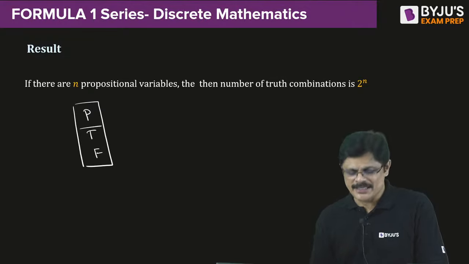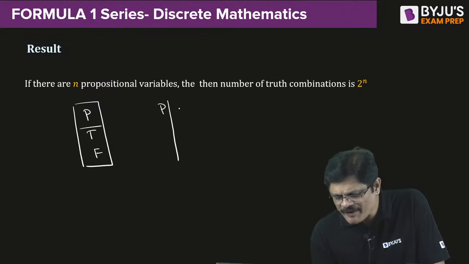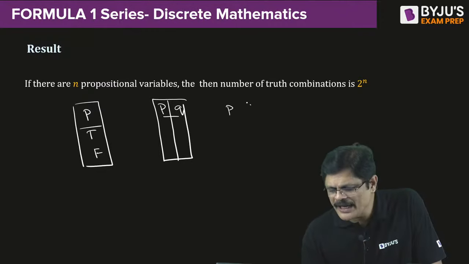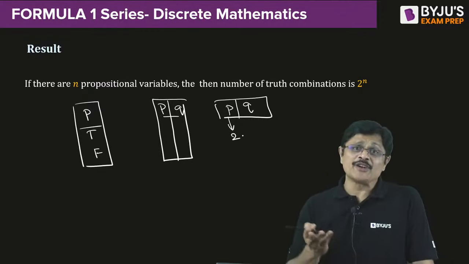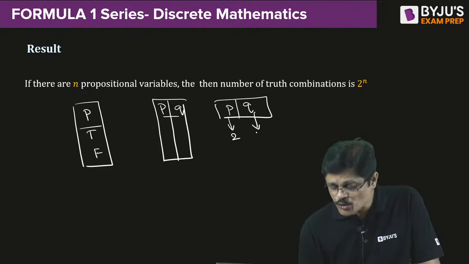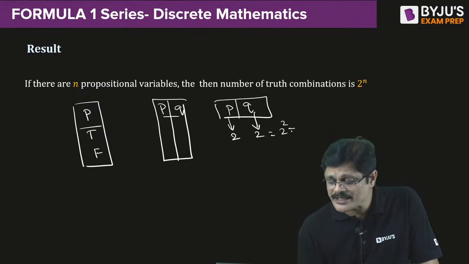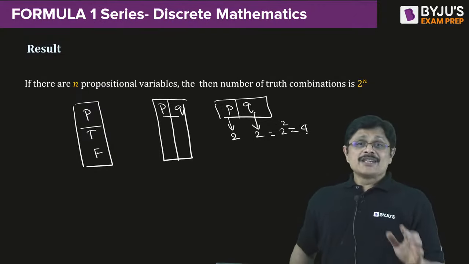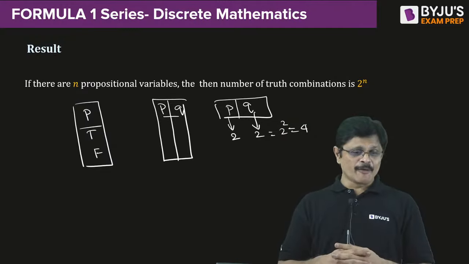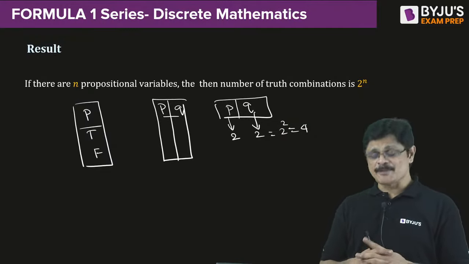That is true, false. But when you have two propositional variables, p and q, p can take one of the two possible truth values, true or false. Q can take one of the possible truth values, true or false. So 2 squared is equal to 4. So there will be 4 possible truth combinations, my dear friends.